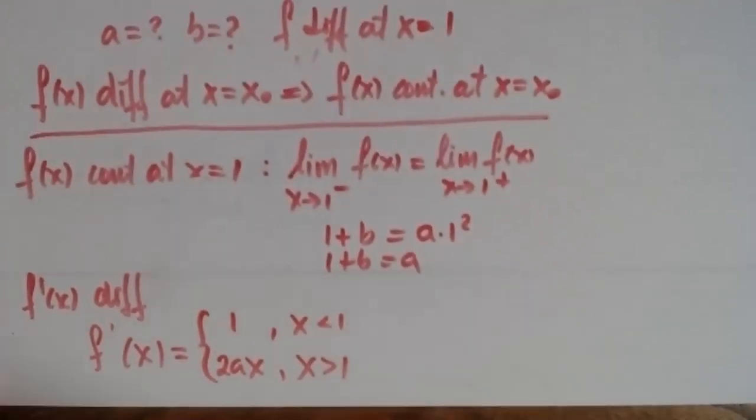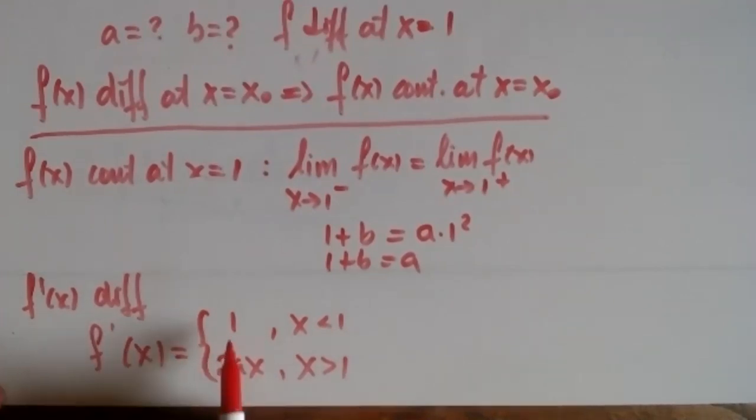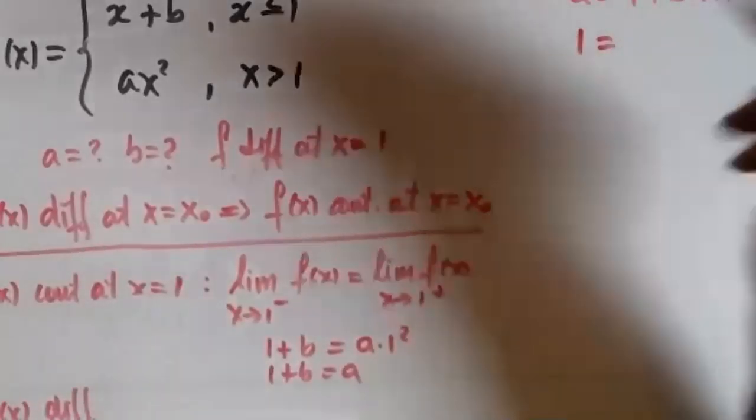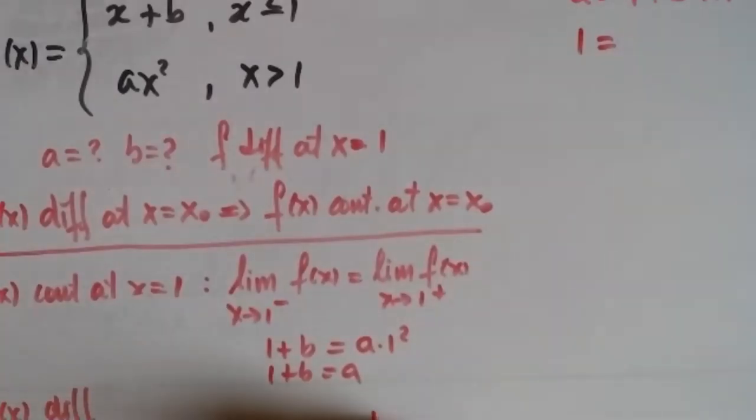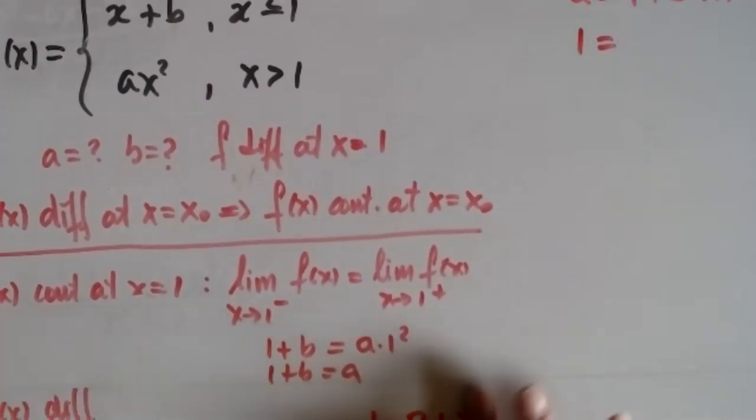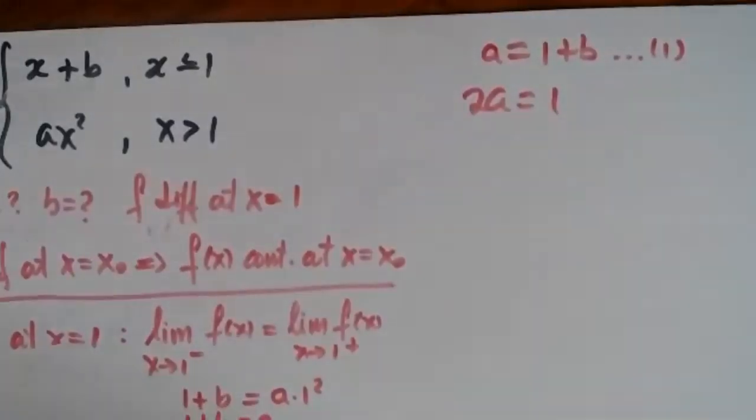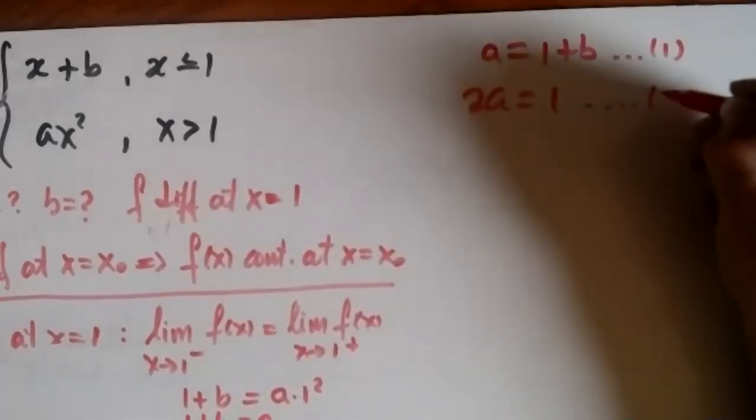Now, f differentiable at 1 means that these two must be equal at x equals 1. So if you put a 1 here, you have 1 equals 2 times a times 1. So this is 2a equals 1. This is the other equation I'm going to put here: 2a equals 1. This is my second equation.